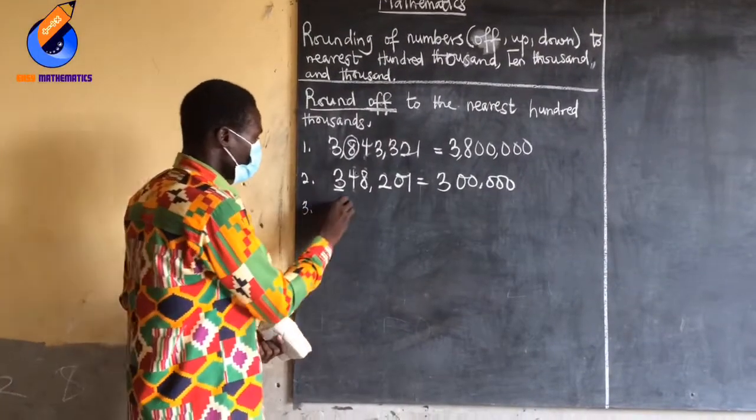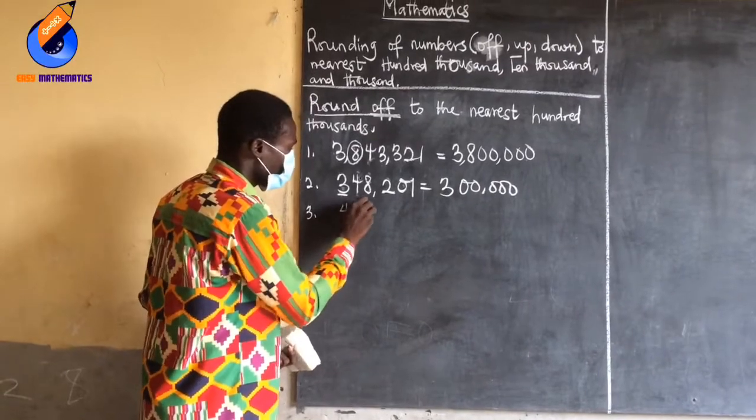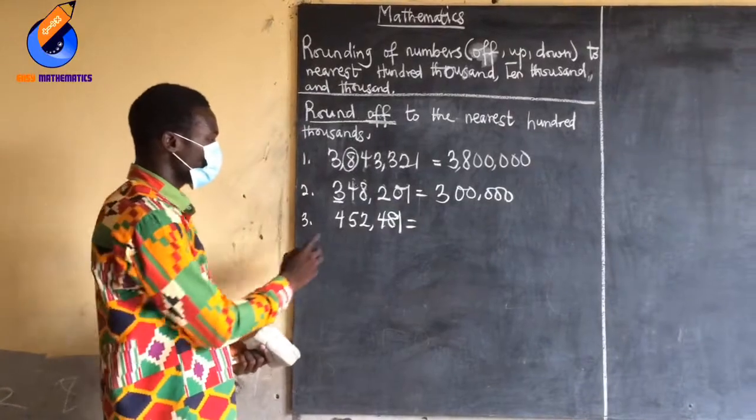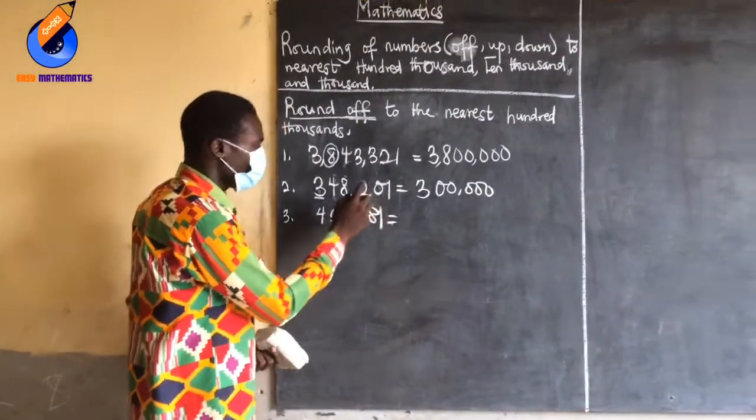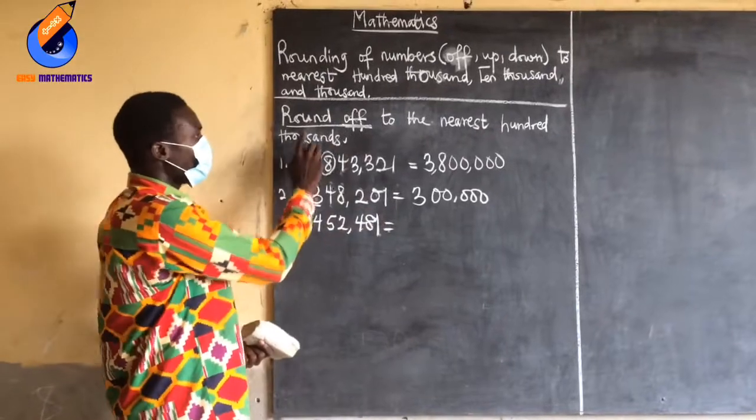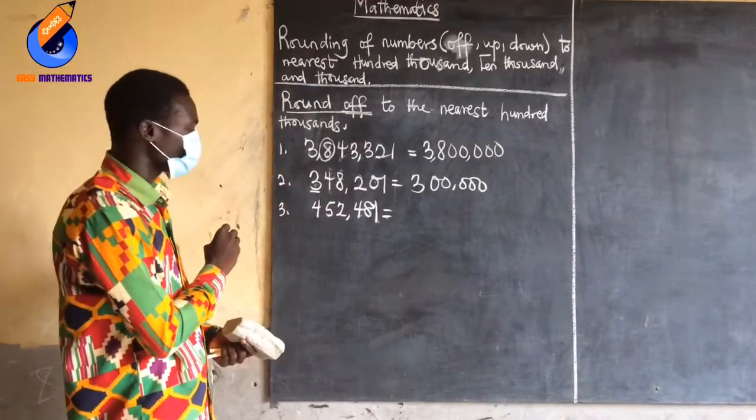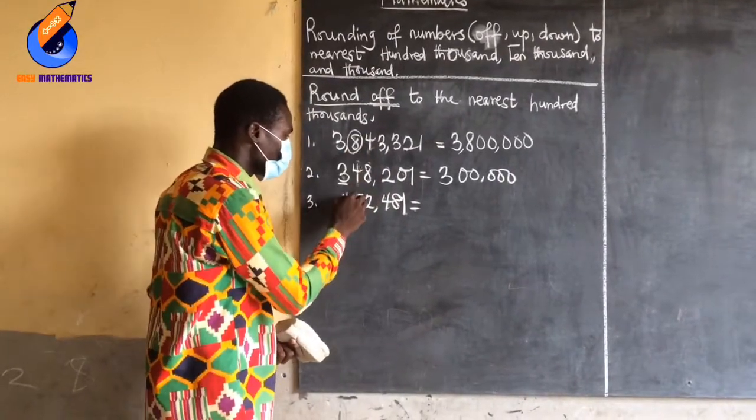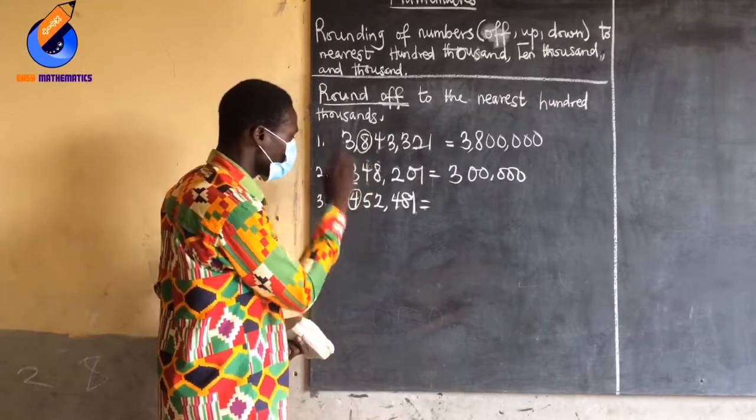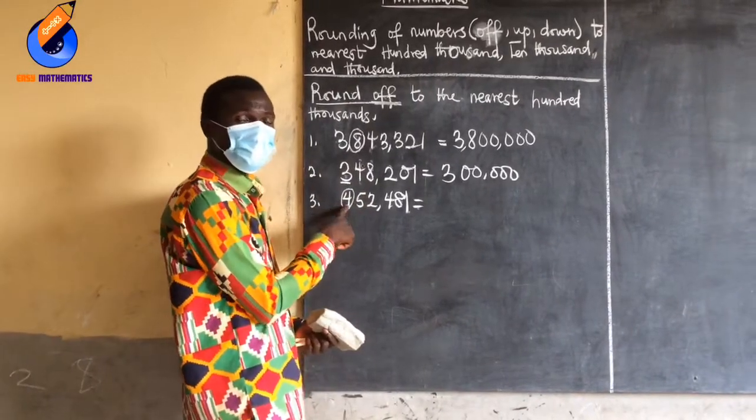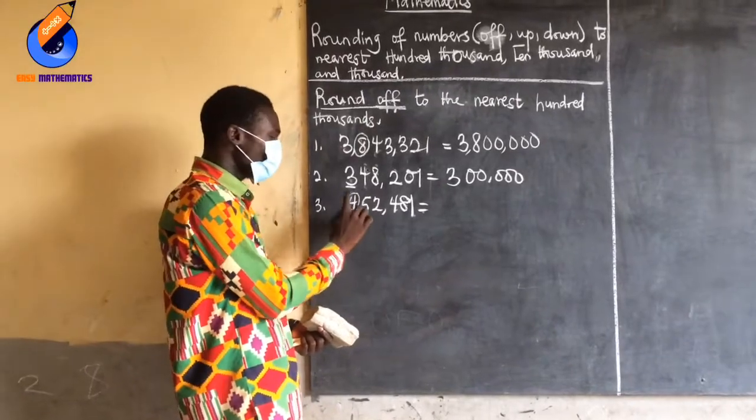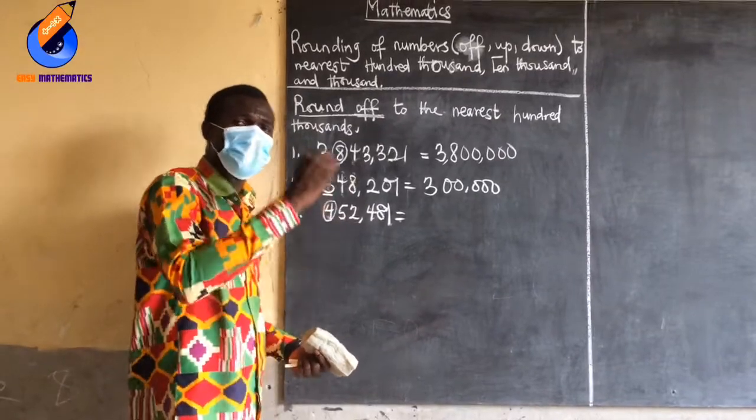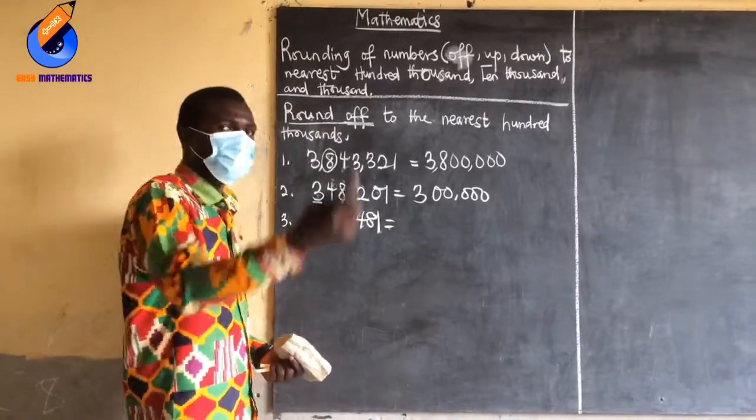Let's look at this one. We have 452,481. I'm to round off to the nearest 100,000. Ones, tens, hundreds, thousands, 10,000, 100,000. This is my number having a place value 100,000. The number close to the 4 is 5. And this one, it is saying that if the number is 5 or more than 5, add 1.